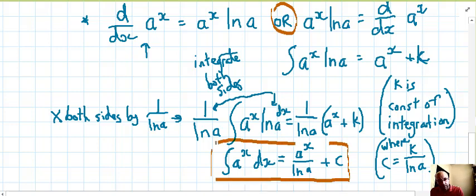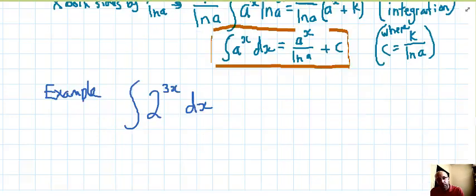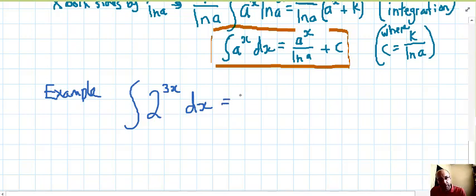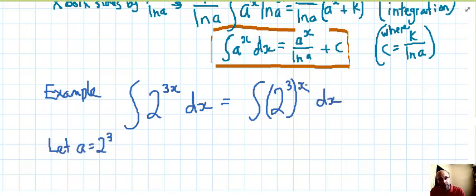Result number 4. Okay, so if we have to use that in an example, we've got a base other than e, we've got a base of 2 there, and let's take the integral of that. Now, using your index laws, that's the integral of 2 to the 3 to the x dx, because that's your power of a power index. So let a now be 2 cubed. It's just a number. You could write 8 if you want, but I'm going to leave it as 2 cubed.